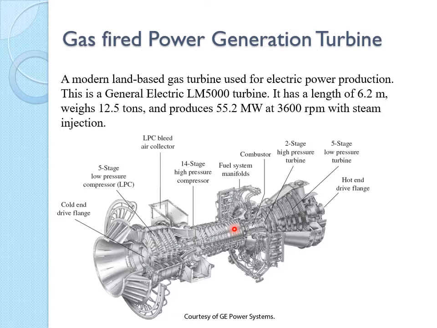Let's see. Yeah, basically what you do is you inject fuel and you combust it, and the combustion generates a high pressure, high temperature, and it spins this turbine. It's basically a jet engine on the ground.